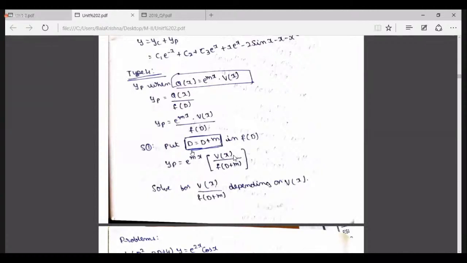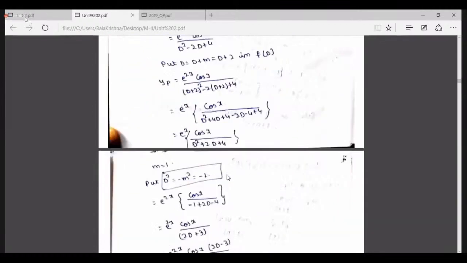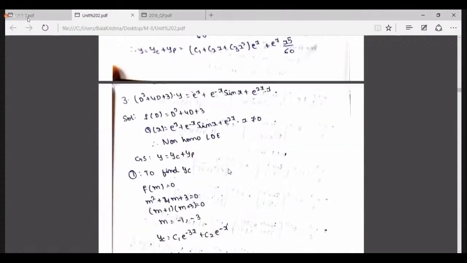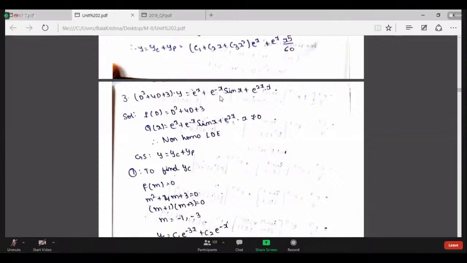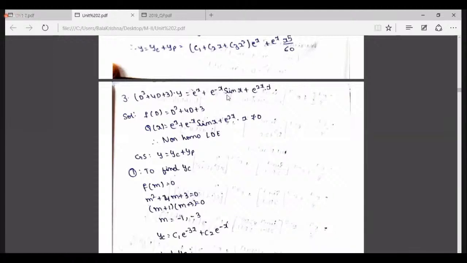If e power mx is there, first type, you should follow that procedure. If it is sine or cosine, you should follow the second type procedure. If v of x is a polynomial, you should follow the third type procedure. Like that, you should try. But please try to practice the problems where all these type of questions are there. Now, if you see this one, here e power mx is the first type, and this is the fourth type, that is e power mx into v of x format. This is also e power mx into v of x format. But here, for v, you should apply the relevant type.